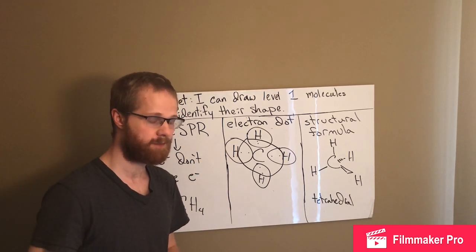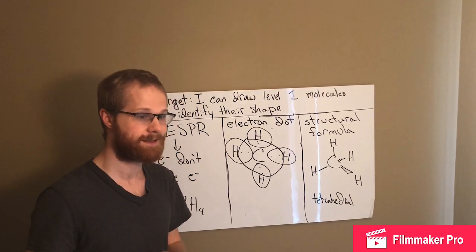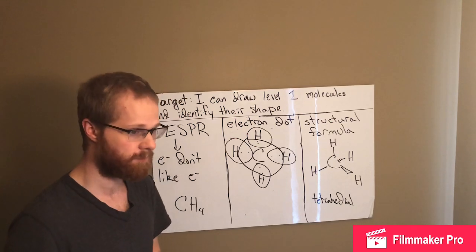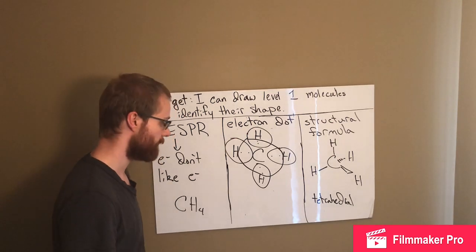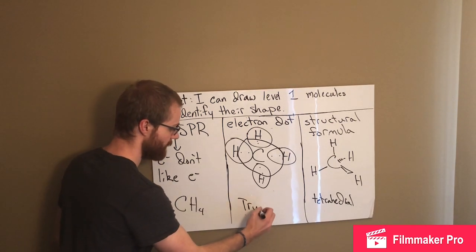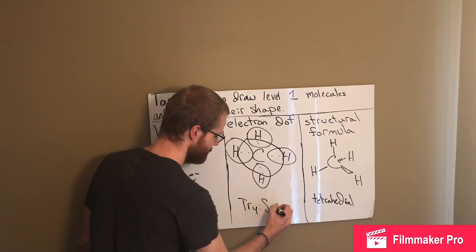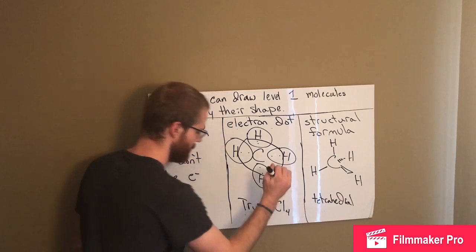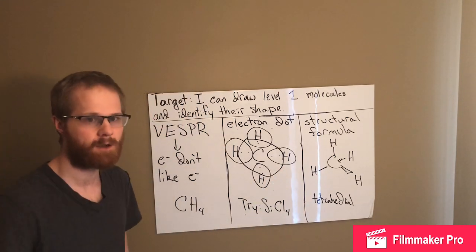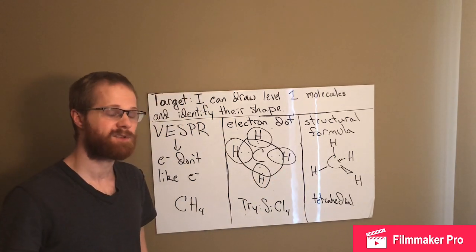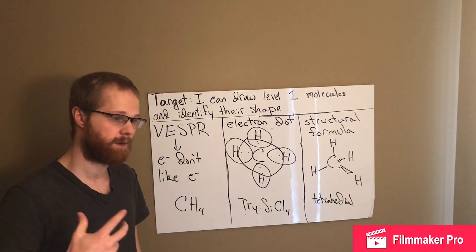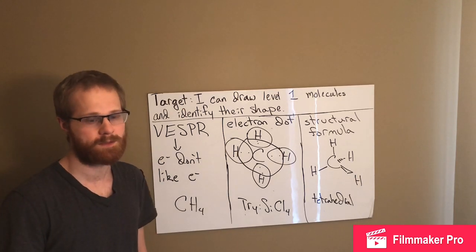Here's the challenge for you: can you do a practice problem on your own for the tetrahedral shape? The problem I would like you to try is SiCl4, silicon tetrachloride. See if you can solve this problem, and when you're ready, restart the video.